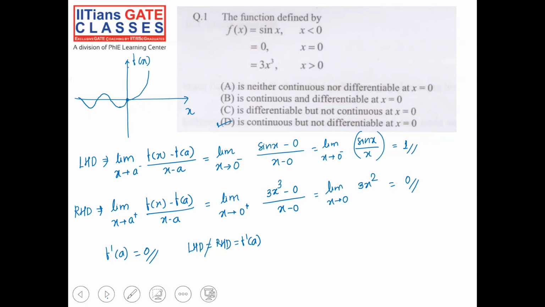Okay, so let's go to the next question. The second question is about the product of eigenvalues of this matrix.